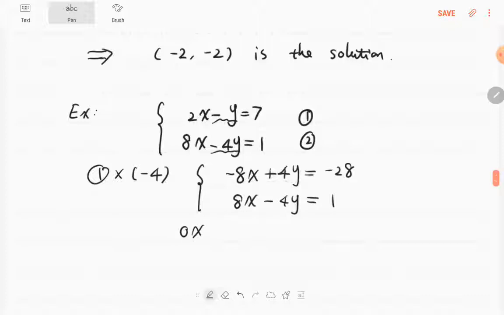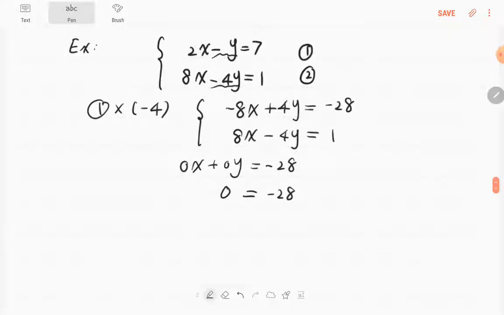And we check y plus 4y minus 4y, we will get 0y. And we add up the right side, we'll get negative 28. 0x, 0y, it's just 0, right? We will get this equation. 0 times x, it's just 0. 0 times anything, it's just 0. 0 times y, we also get 0. So left side, we only have 0.